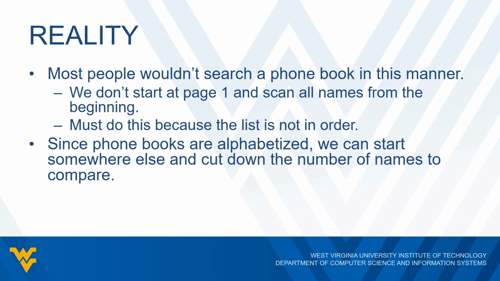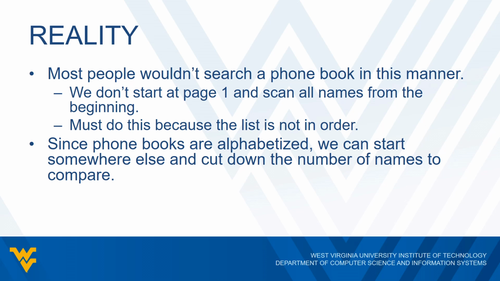But phone books are usually alphabetized. In fact, I haven't seen an unalphabetized phone book. I don't think you have either. So let's just assume that all phone books are in alphabetical order. So in that case, we can start somewhere else and cut down how many people we need to check. So for example, if the name you're looking for starts with the letter R, I don't think you're going to start with the A's and check the A's, B's, C's, and D's. No, you're going to skip all the way to the R's and just start checking there. And then if you get to the S's, well, then you know that person's not in there for some reason. So we can cut down the amount of searching we have to do if our list is in order.